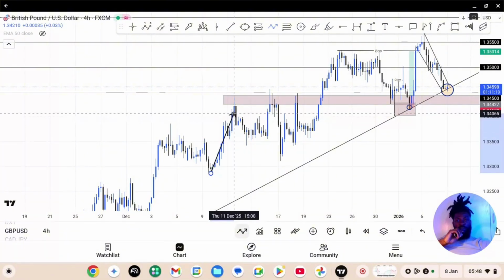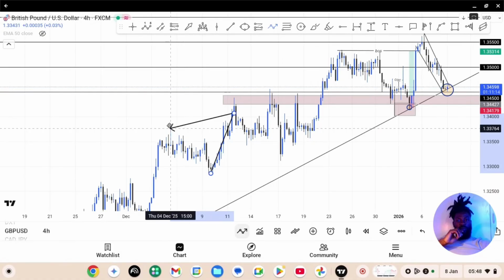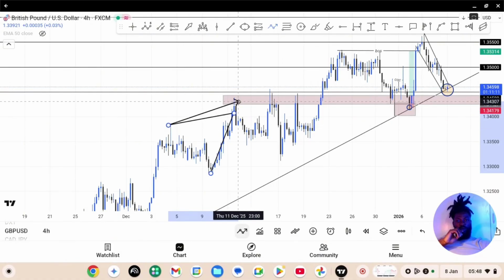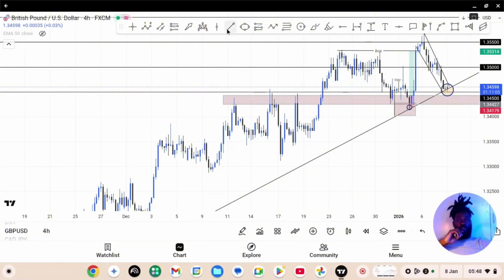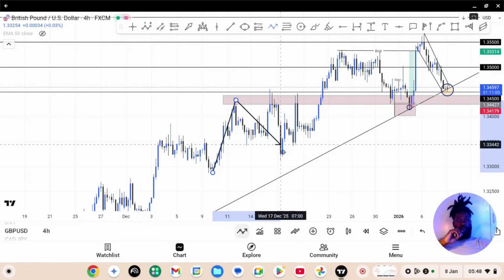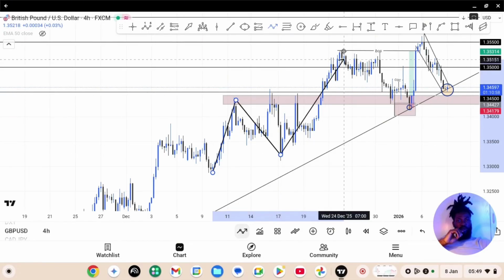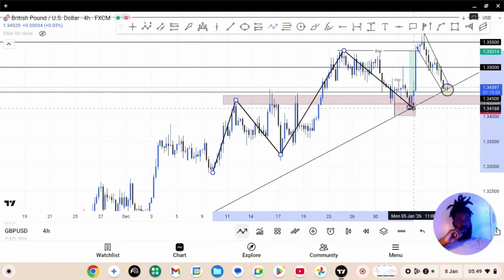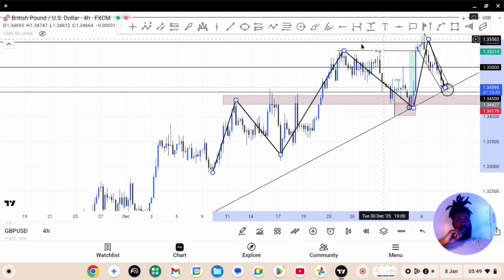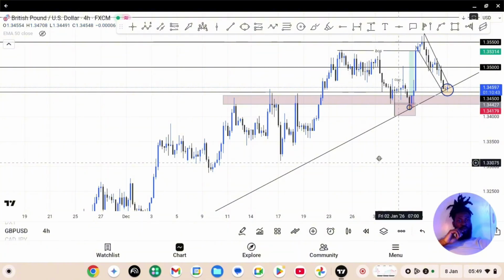We have a series of higher high, higher low. We have a break of structure, and now we have a series of higher highs, higher lows, higher high, higher low, higher high. We have another higher low, we have a new higher high. It's giving us another correction, and this should be our new higher low.